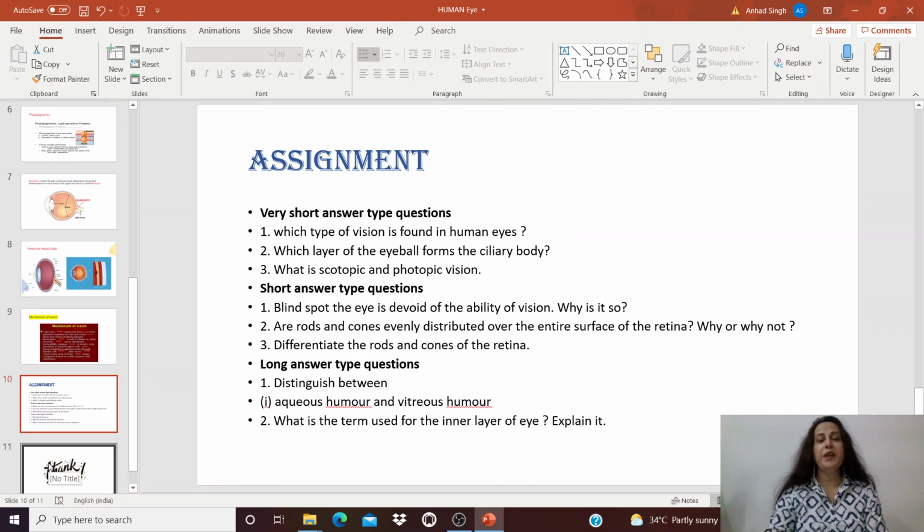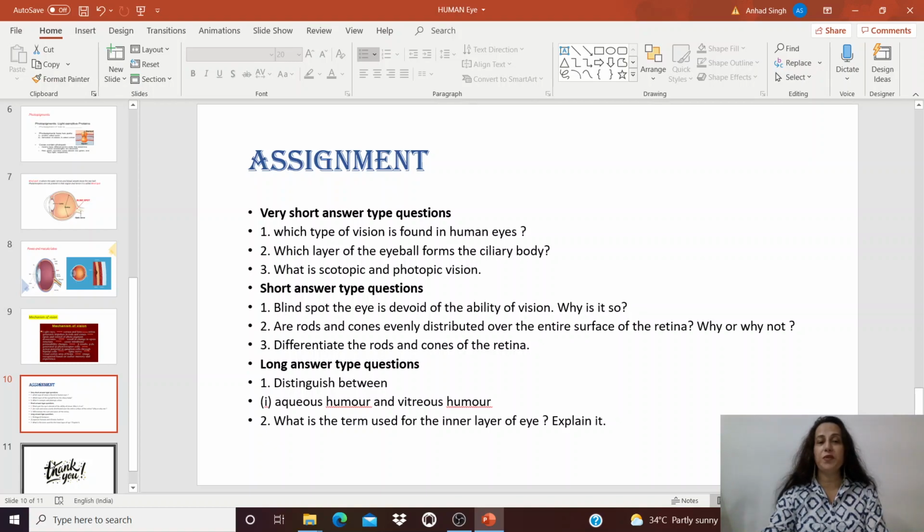Assignment. Very short answer type questions. Question number 1. Which type of vision is found in human eyes? Question 2. Which layer of the eyeball forms the ciliary body? Question number 3. What is photopic and scotopic vision?